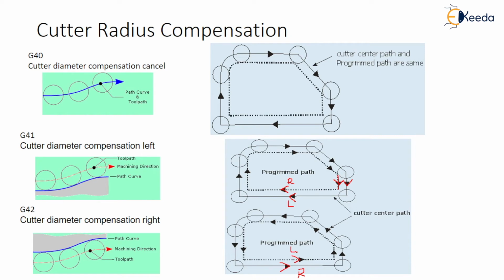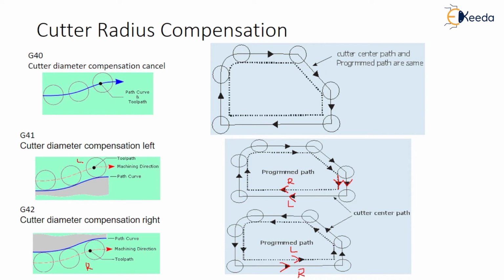Okay. So along the arrow mark, towards the arrow, keep your hand and check whether it is right or left. If you see that it is on the right side, that is, the path is going on the right side, then it is a cutter radius or cutter diameter compensation, right? That is also shown in this figure. So this is the right path, while this is the left.